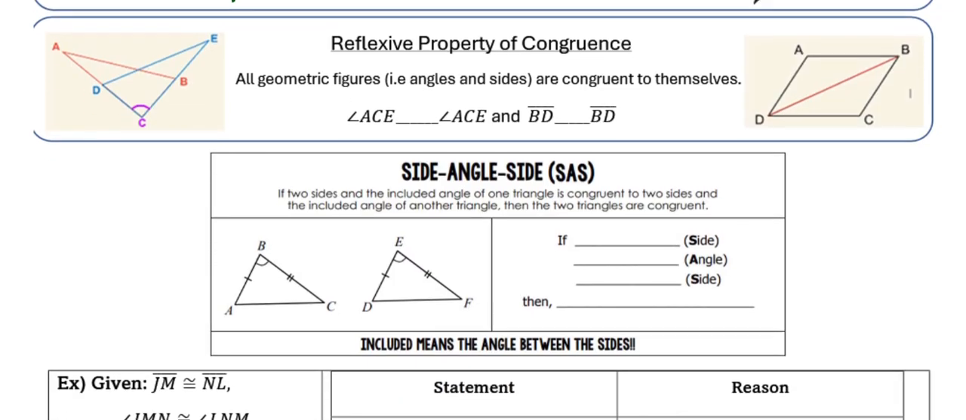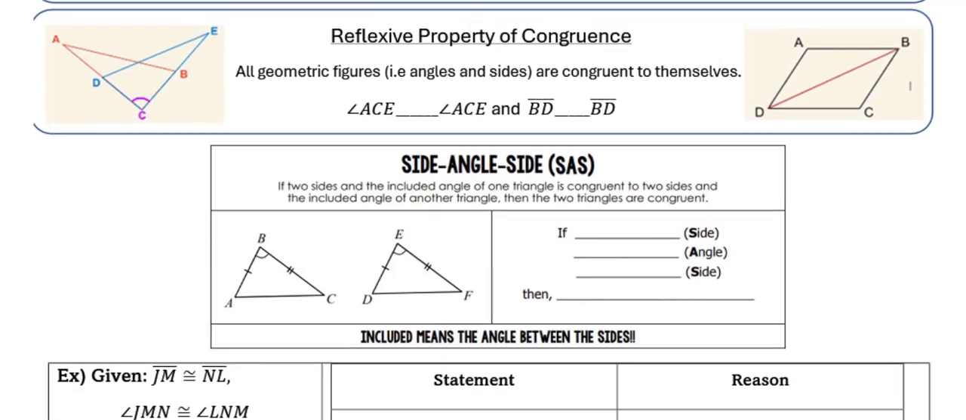The last one is the reflexive property of congruence. All geometric figures, in this case we're talking about angles and sides, are congruent to themselves. So we have these two triangles, this red one and this blue one, and angle ACE, that angle, is a part of both of them. So at times we're going to need to use that reflexive property to say that that angle is congruent to itself, and it's a part of both the red and the blue triangle.